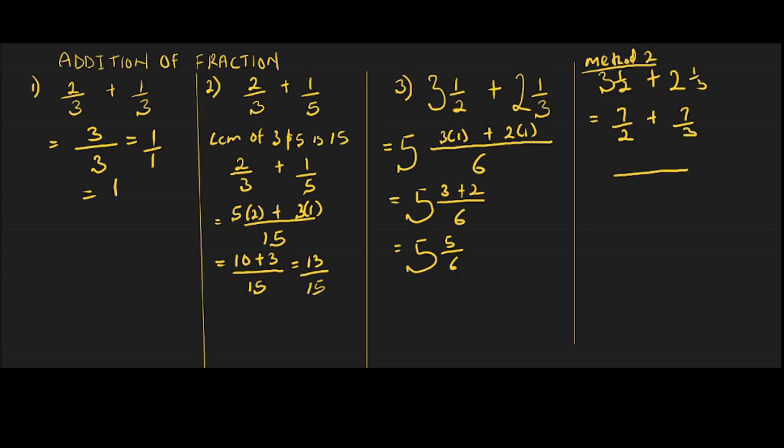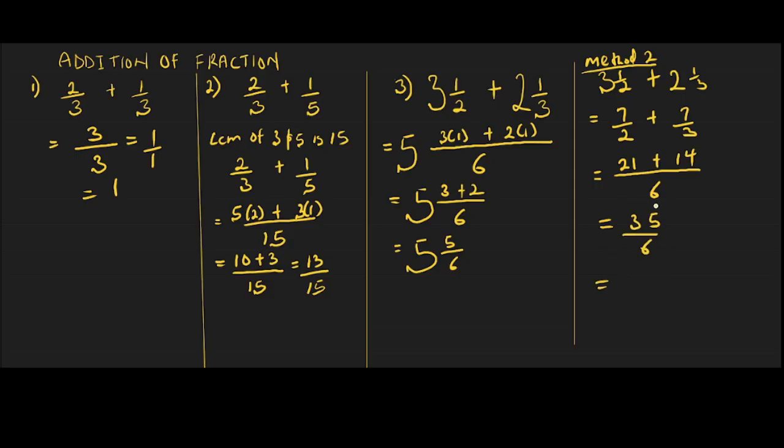The LCM of 2 and 3 is 6. So we have 6 divided by 2 is 3, times 7 is 21. Plus 6 divided by 3 is 2, 2 times 7 is 14. Then 21 plus 14 will give us 35 all over 6. We have an improper fraction.